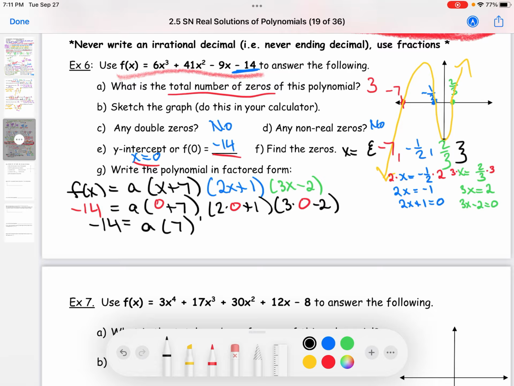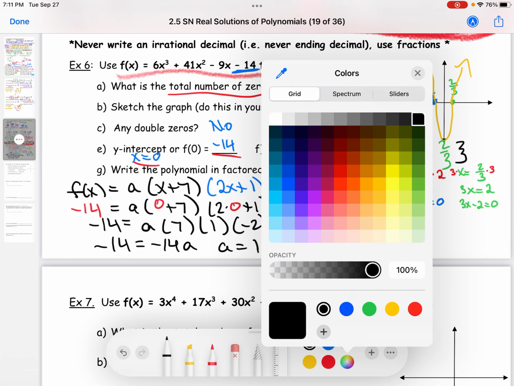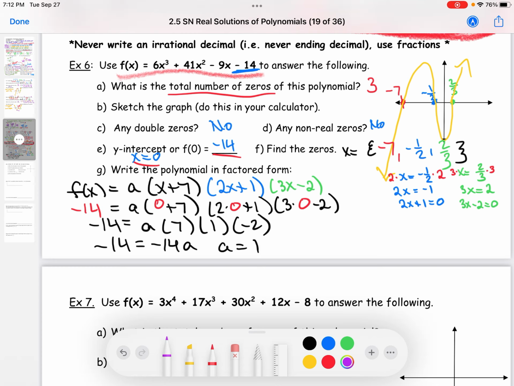Okay, so we'll get negative 14 equals a times 7, 2 times 0 is still 0, times 1, 3 times 0 minus 2 is negative 2. So negative 14 equals negative 14a, meaning the value of that a is 1. Use the y-intercept to find that value of a. Now, our function, with that leading coefficient of 1, is just x plus 7 times 2x plus 1 times 3x minus 2.